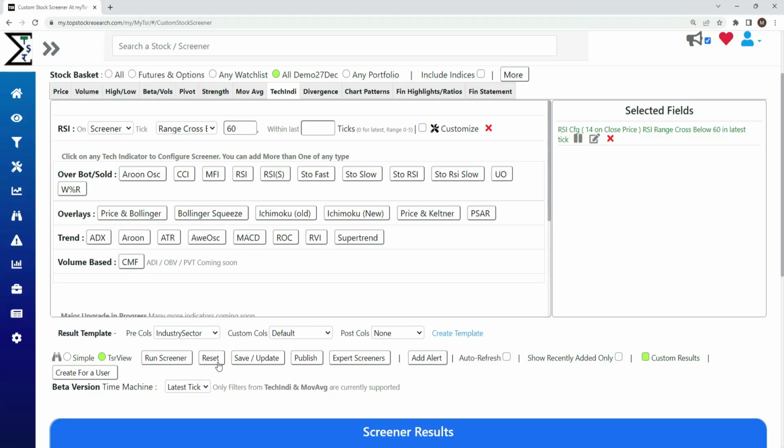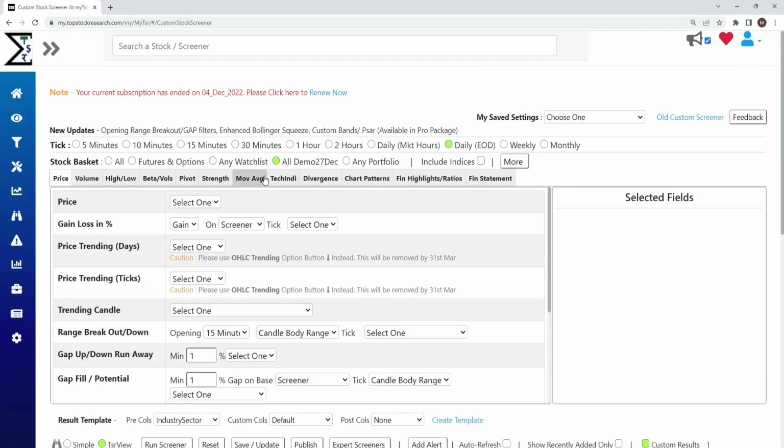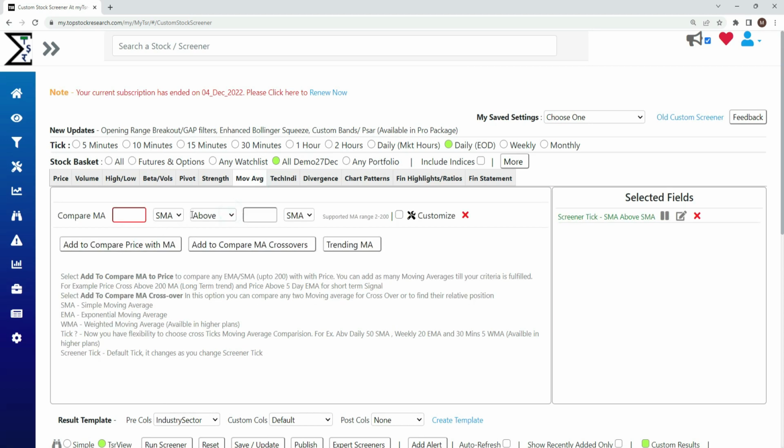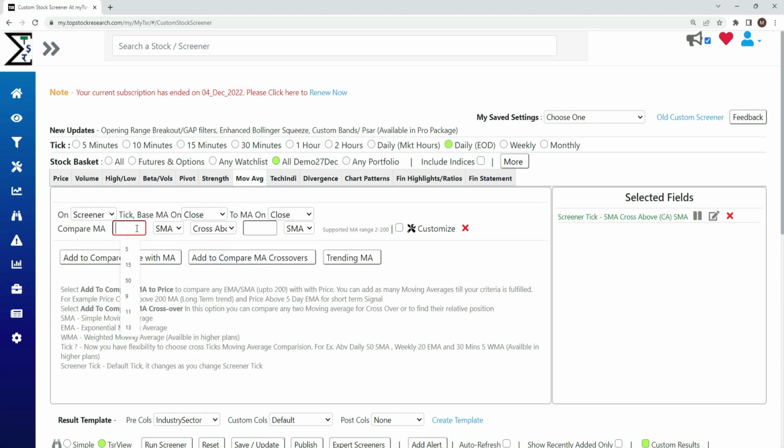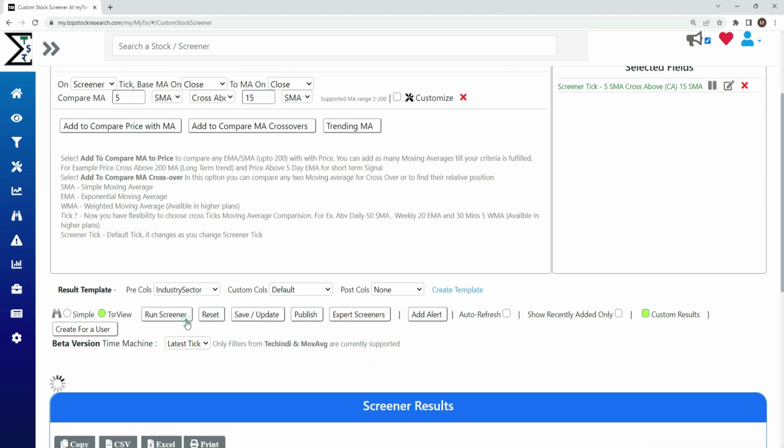So remember yesterday we discussed how you add a crossover of two moving averages, right? So put 5 here and 15 here, and then you'll get all the screeners of 5 and 15, right? Okay.